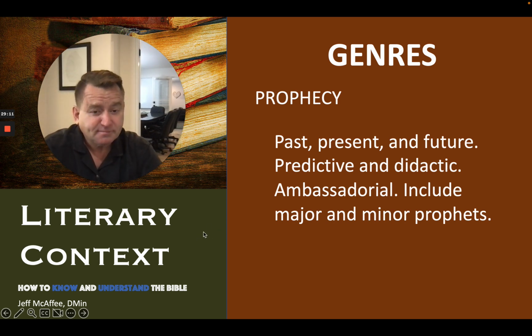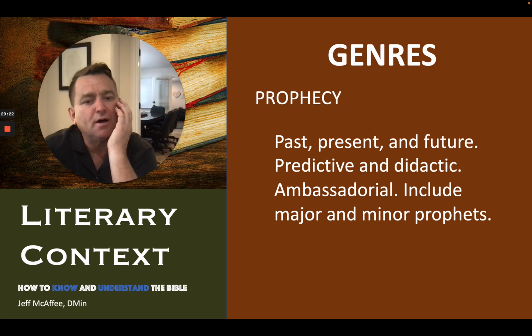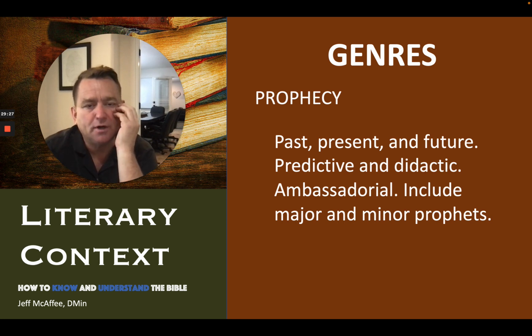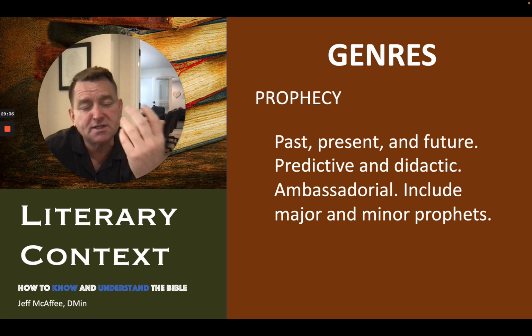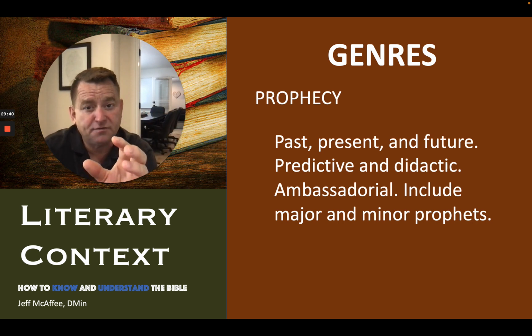Prophecy. What is prophecy? This is past, present, and future. It is predictive, it is didactic, it is ambassadorial, it includes major and minor prophets. What does all this stuff mean? When you're reading prophecy, and much of the Old Testament is prophecy, when you're reading that, you're reading about stuff that took place in the past, but many of the prophets are writing about stuff that is taking place for them in the present.